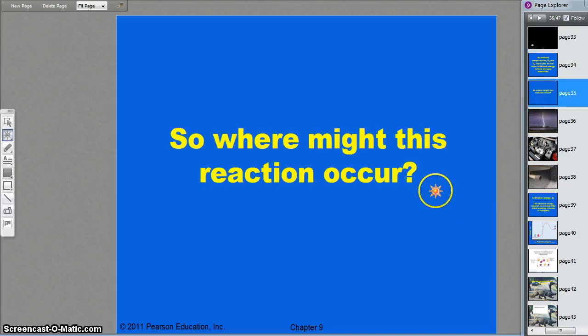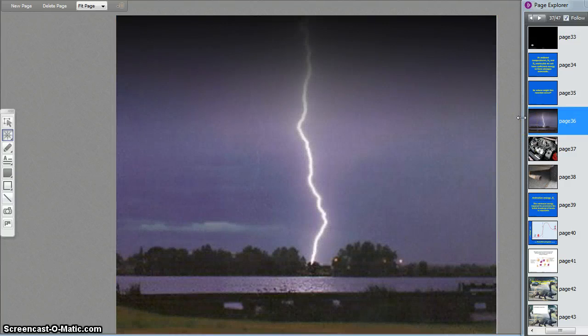So where is it that we might have this reaction occur? Well, this picture gives you an idea. The heat of a lightning bolt dramatically increases the kinetic energy of nearby molecules so that the nitrogen molecules and oxygen molecules that collide near this lightning bolt are going to have enough energy to grab onto each other and become nitrogen monoxide. And then the nitrogen monoxide undergoes further reactions to become the nitrates that are needed by plants for nitrogen fixation that you might have read about in biology.